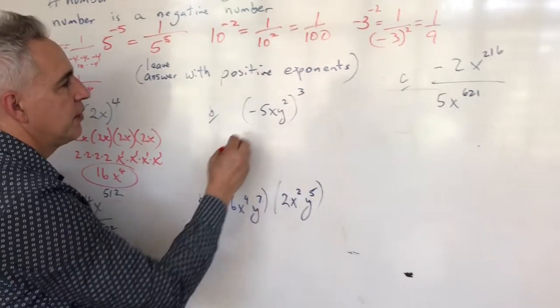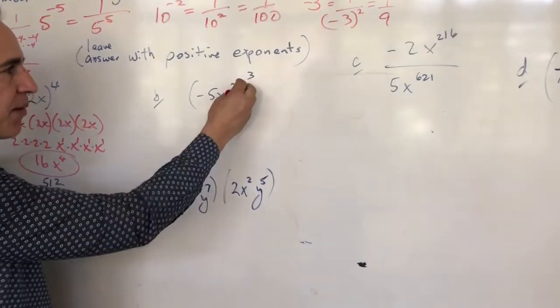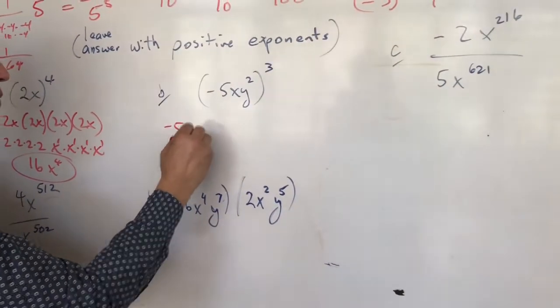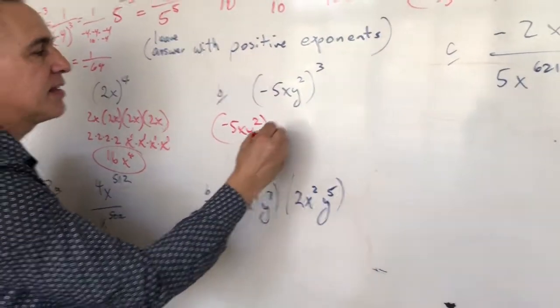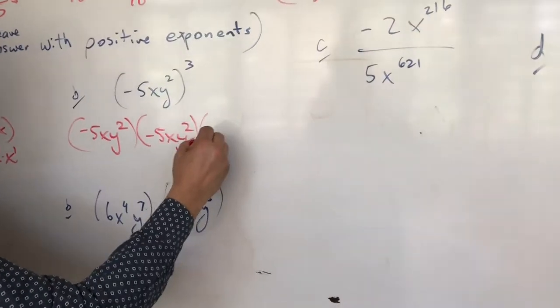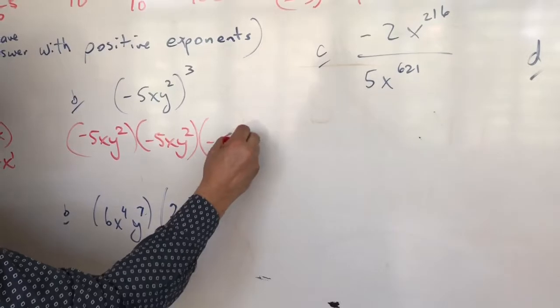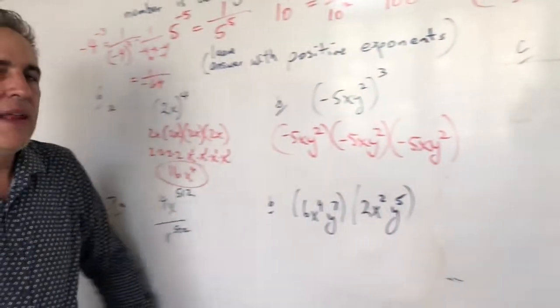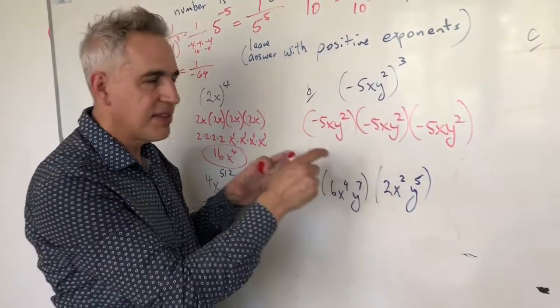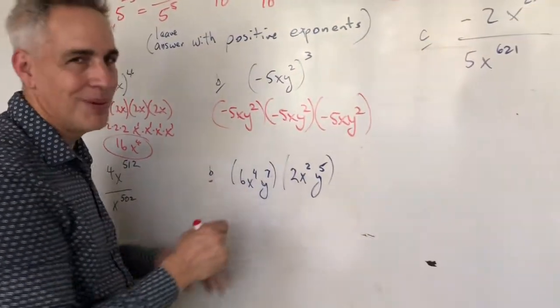B, this one here, same idea, but now we have to multiply everything in there 3 times, so it's negative 5xy squared. That gets multiplied 3 times, and you might start to ask yourself whether this might get tedious if this were a big number. At some point you might want to look for a shortcut. We're going to talk about that later. I want you to practice it this way first because we're going to keep it simple.